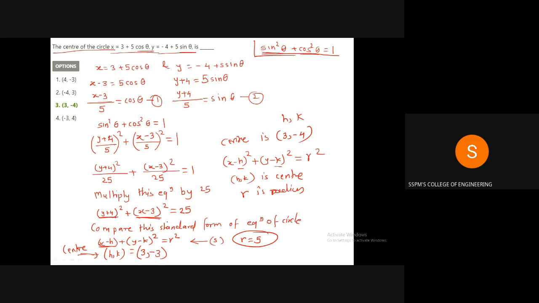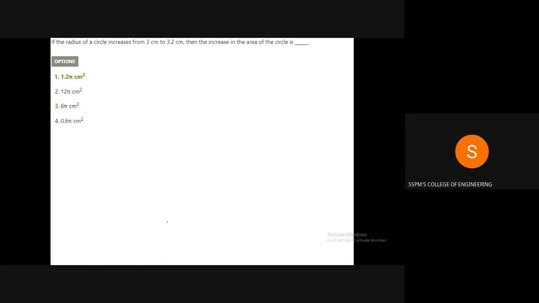Now next problem. The next question is, if the radius of a circle increases from 3 centimeter to 3.2 centimeter. So see here, the radius is increased to 3.2 from 3 centimeter. So what can we write? We know that the area of a circle is pi r square.